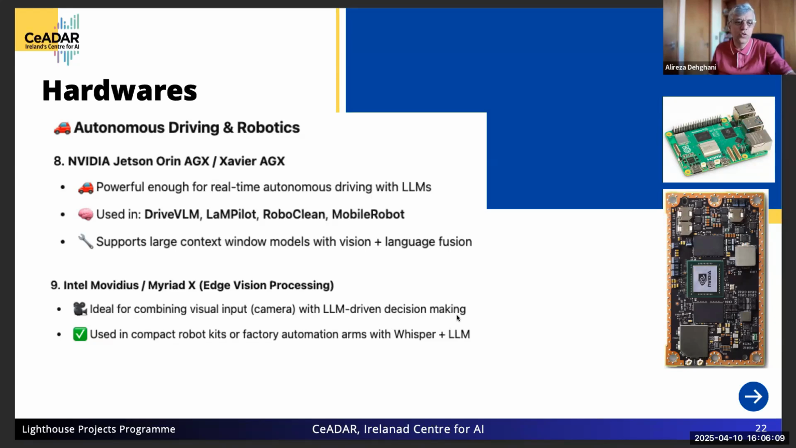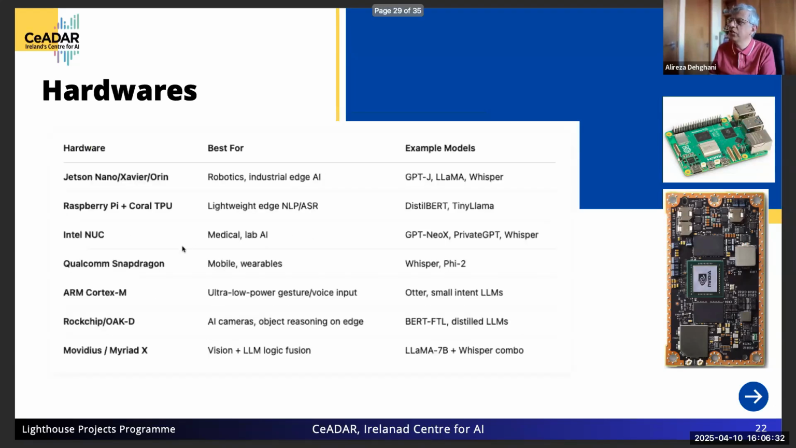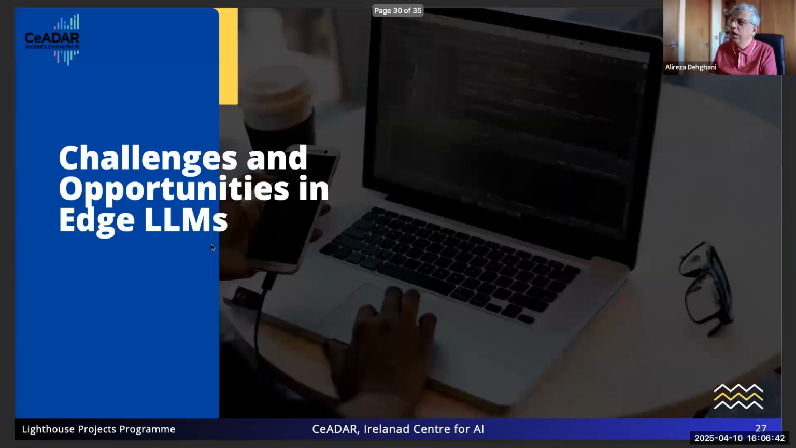You can connect it to your USB port, and then you can develop your code on your computer. You can port it to that edge device, and that edge device can independently operate for you at very low power consumption. As I said, we have used this platform on several occasions, for example using a compact robotic kit or a factory automation arm with Whisper and an LLM. That's up to your applications. I have put them together into this slide. As you can see, different hardware is best for which application, and example models you can use here.